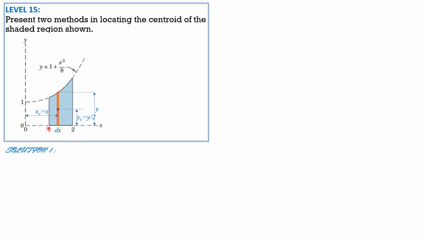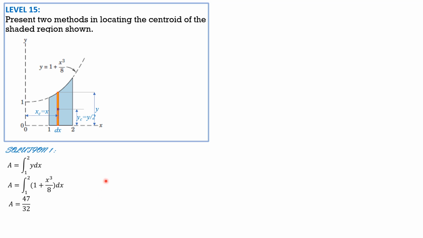x varies from 1 to 2. So area equals integral from 1 to 2 of the area of the strip, which is y, height, times thickness dx. Substitute the value of y, which is quantity 1 plus x cubed over 8. And using your high-tech calculator, if done manually, that's also simple because that's the power formula. So area equals 47 over 32.